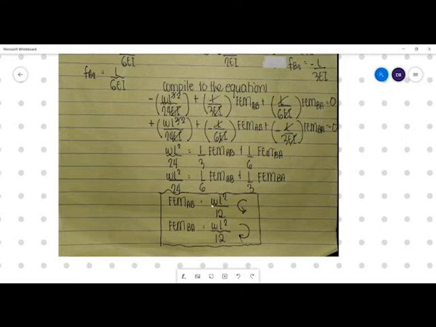FEMAB is equal to WL squared over 12. One of them is negative, so that just indicates the direction of our moment. FEMBA is equal to WL squared over 12. So they are both positive, because those are our assumed directions, so that is also the direction that came out.